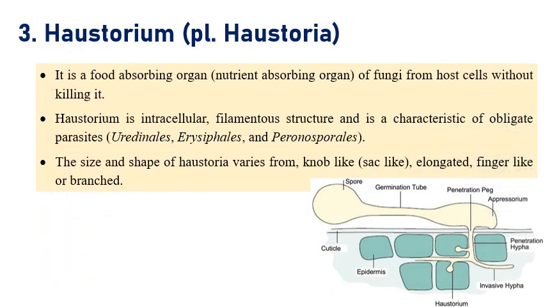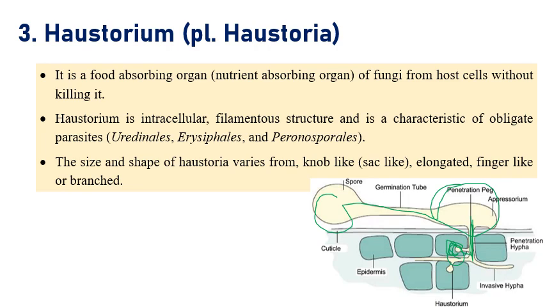So the next one is the Haustorium or Haustoria. Haustorium is generally a nutrient absorbing organ. The spore germinates and produces a bulb or swollen structure called the Appressorium. From that Appressorium, a penetration peg or penetration hyphae goes inside. From the penetration hyphae, a swollen or knob-like structure penetrates inside the epidermal cells. The structure that penetrates inside the epidermal cells is known as Haustoria. It is simply a nutrient absorbing, food absorbing or energy absorbing organ of fungi.